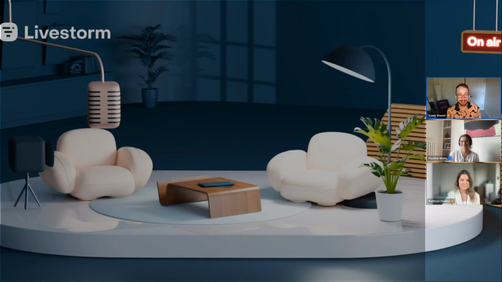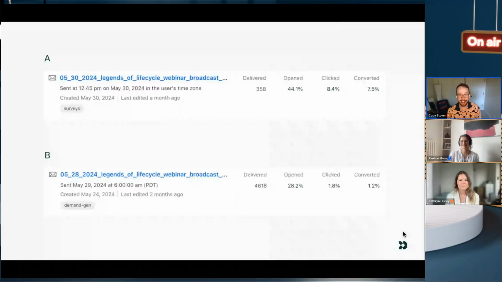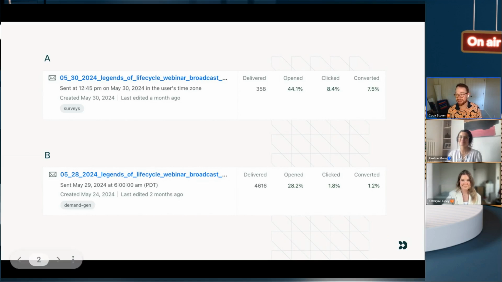And I brought a fun little graphic here too. I'd love audience members, if you could tell me in the chat, these are two broadcast, newsletter-style emails that we sent out for our June 6th webinar. One is targeted to lifecycle marketers, which is our key persona, since it's a webinar about lifecycle marketing. The other is a more generic segmentation, sent to anybody who downloaded any of our content. Do you think email A or email B is the persona-based one? See if anyone has any thoughts for a quick moment.